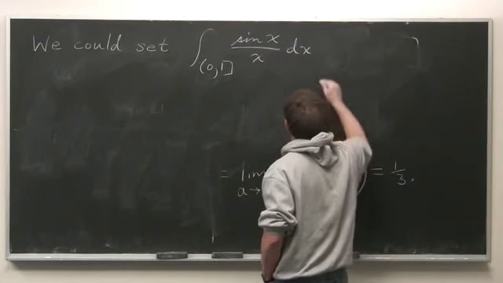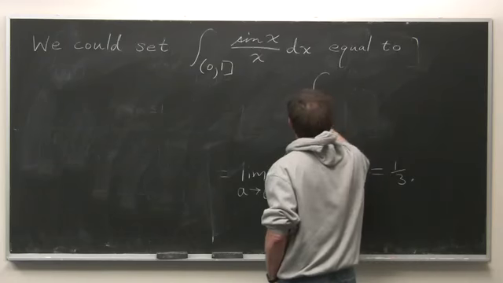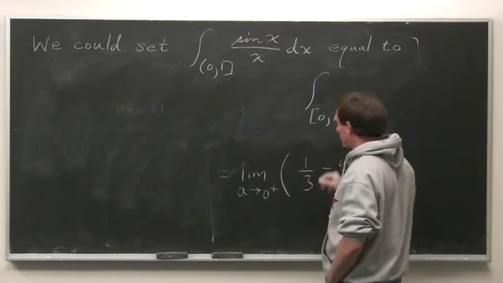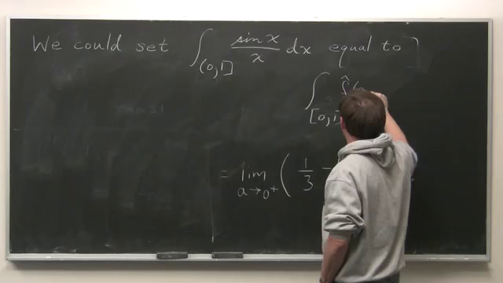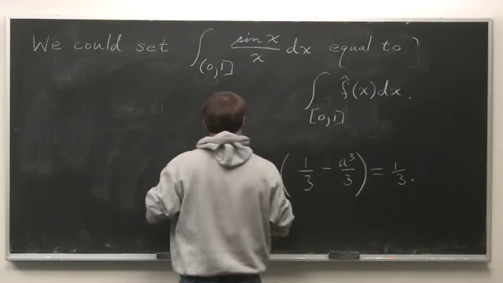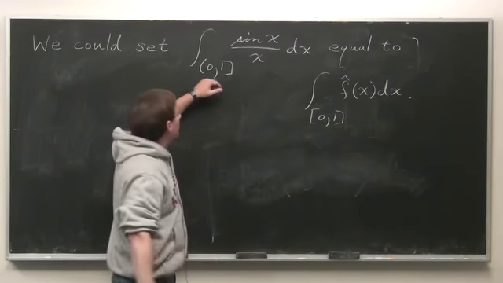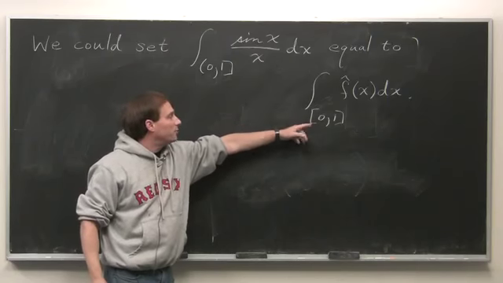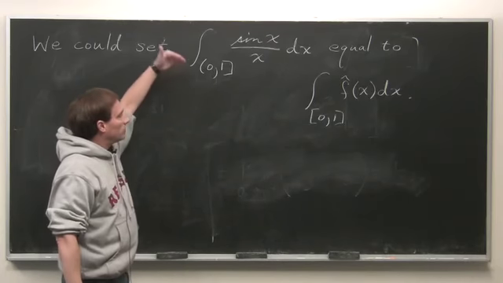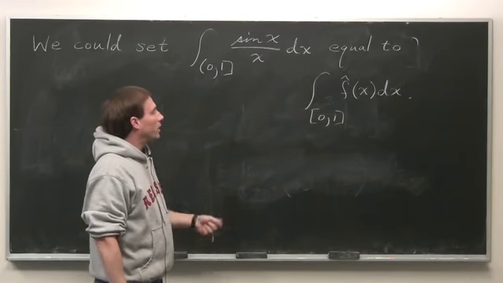We could set this equal to, well, the integral on the closed interval, so the Riemann integral, of this f hat function, this extension of sine x over x to the closed interval, this continuous extension. This integral exists, and we have one extra point in the domain that we're integrating over here, and we believe that shouldn't affect the integral. So we could set this equal to this. Fine. What else could we do?